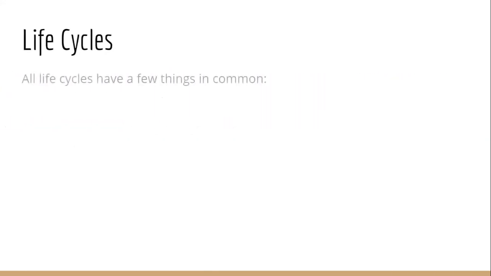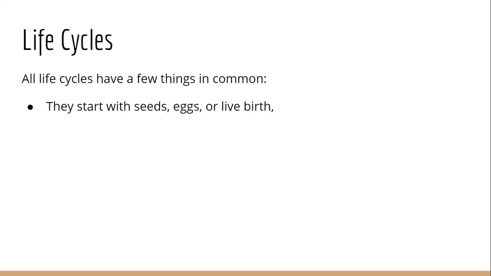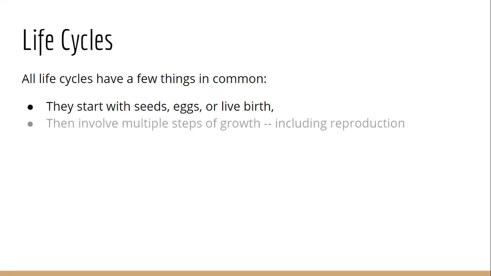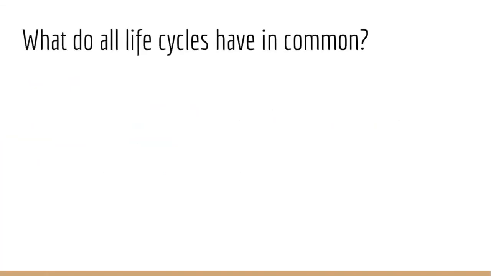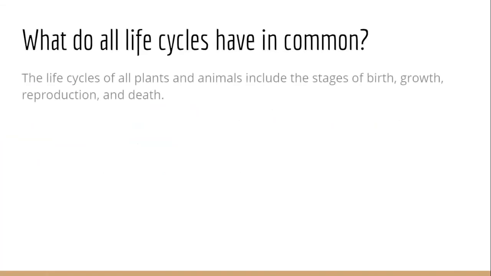So let's think about life cycles. All life cycles have a few things in common. They start with seeds, eggs, or a live birth. They then involve multiple steps of growth, including reproduction or making more of something. And then they end in death. The cycle repeats for millions of years. So what do all life cycles have in common? The life cycles of all plants and animals include the stages of birth, growth, reproduction, and death.